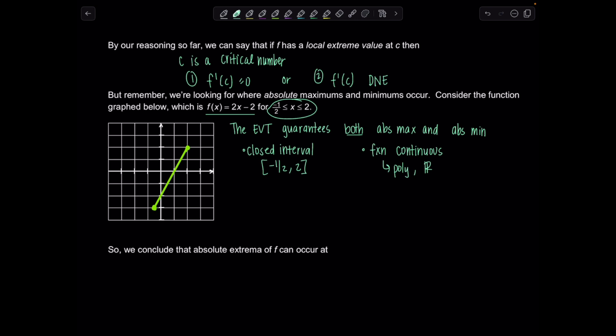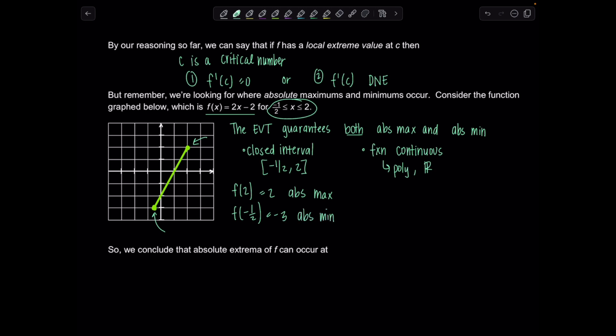Do we have an absolute max and absolute min? Just look at this little line segment. Right here is my absolute max. So f of 2, which is 2, that's the absolute max. And then down here is my absolute min. That's f of -1/2, which is -3. That's the absolute min.